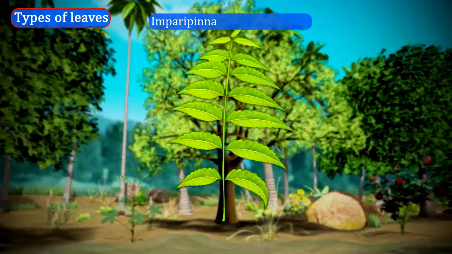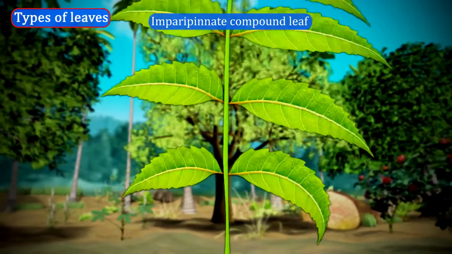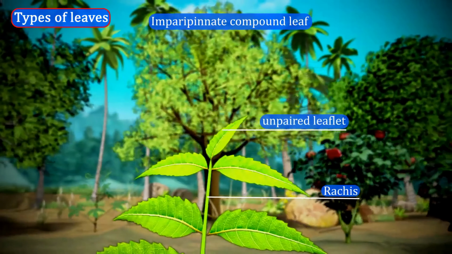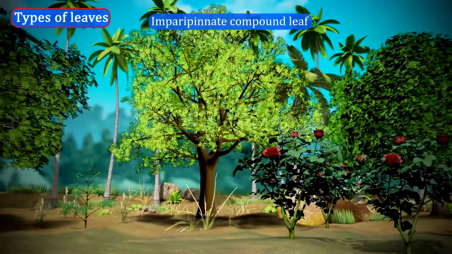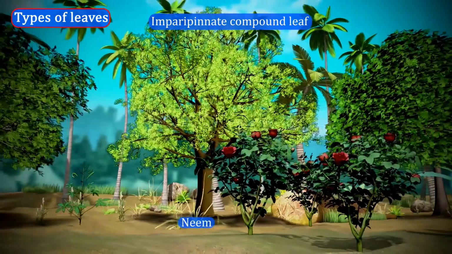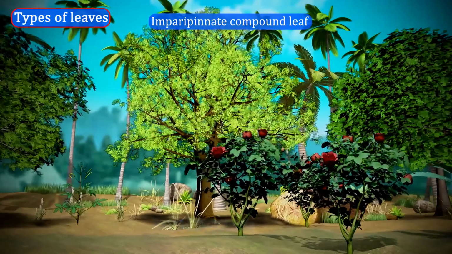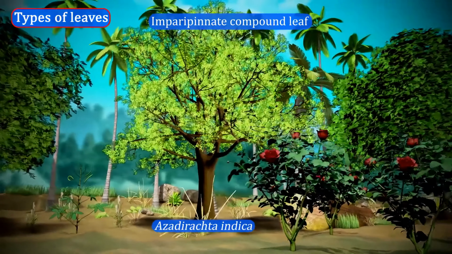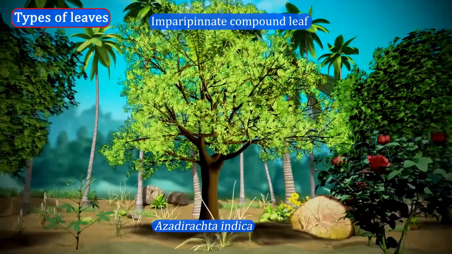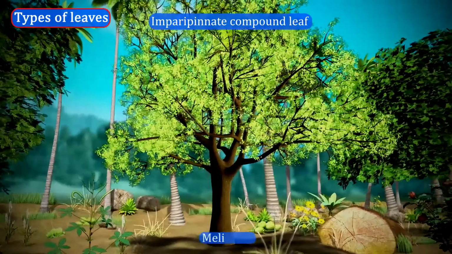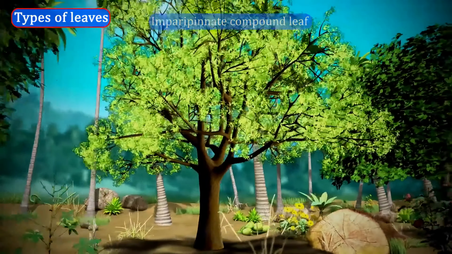In an imparipinnate compound leaf, rachis ends with an unpaired leaflet. Imparipinnate compound leaves are seen in Neem and Rosa. Azadirachta indica is the botanical name of neem plant. Azadirachta is a member of the Meliaceae family.